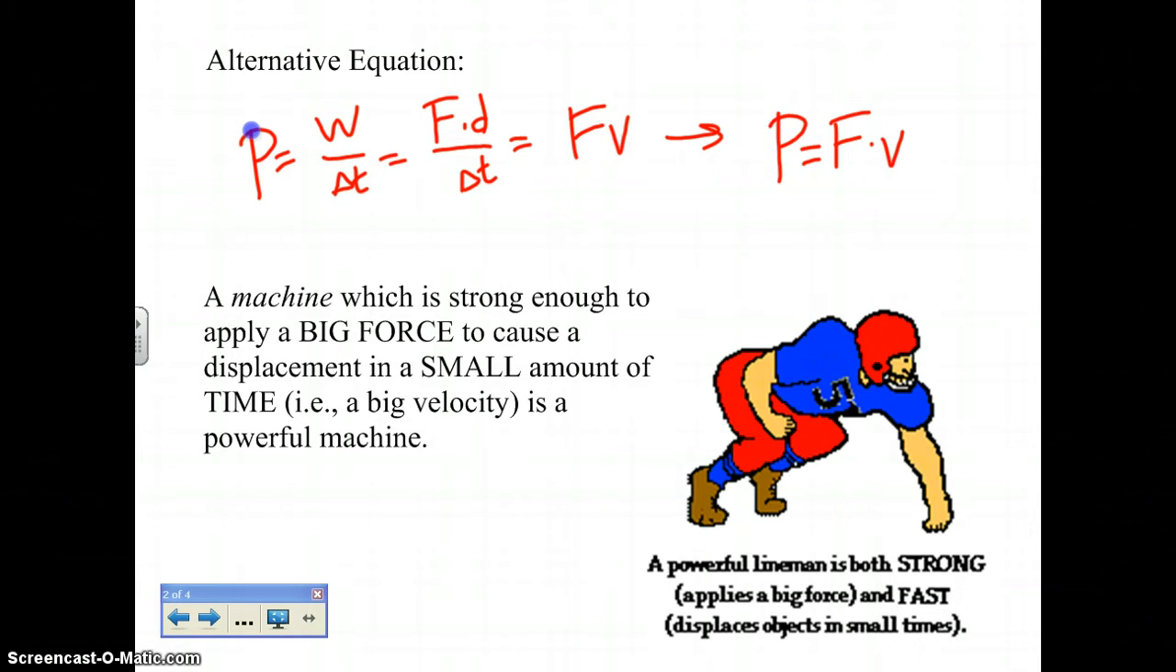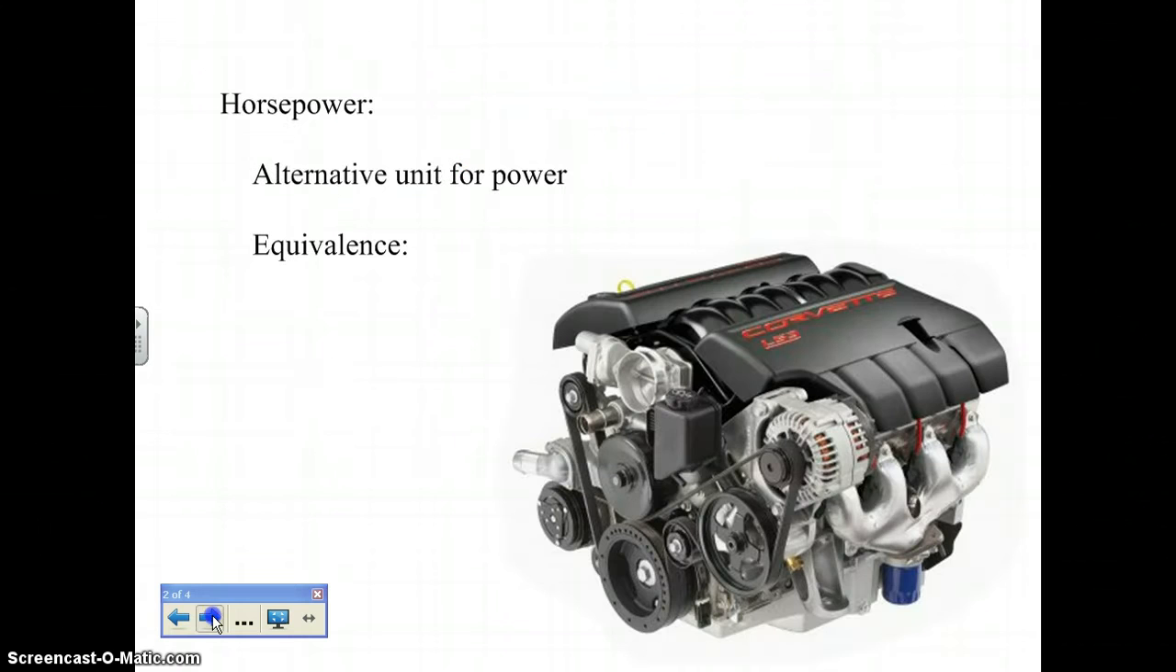Think about this: a machine which is strong enough to apply a big force to cause a displacement in a small amount of time is a powerful machine, because a lot of power would be a lot of force and a little bit of velocity. Think about the relationship between the variables here. Okay, something else that we're going to talk about is horsepower. It's an alternative unit for power in which 1 horsepower, which really has no abbreviation, you just have to write the word out, equals 746 watts.